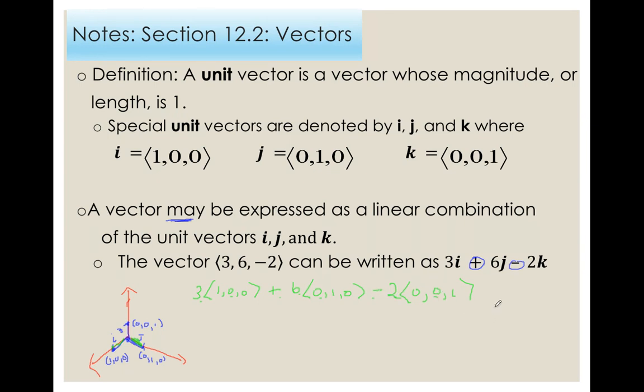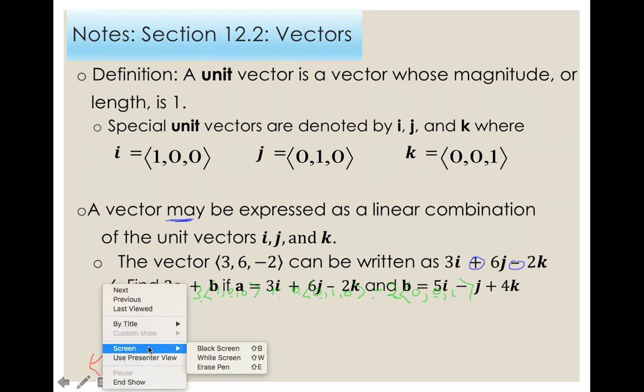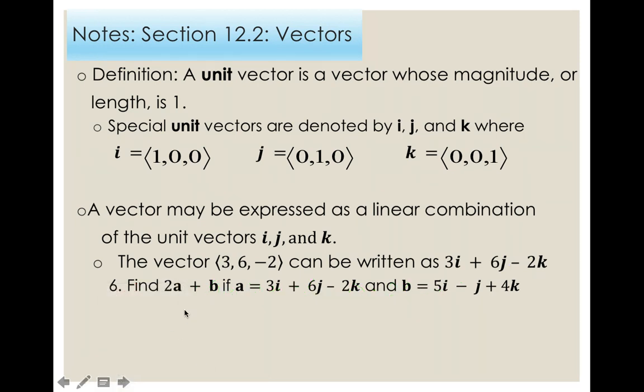So sometimes I just call this the IJK format of a vector. And you need to be comfortable writing vectors, or at least recognize them in both forms. So if I ask you to find 2a plus 3b, and I've given you i, j, and k format, you just need to be able to read that, but you don't have to give it back to me in IJK form.